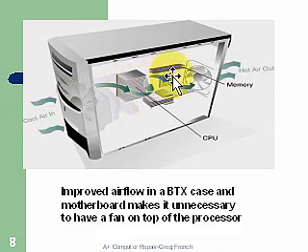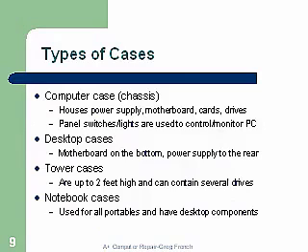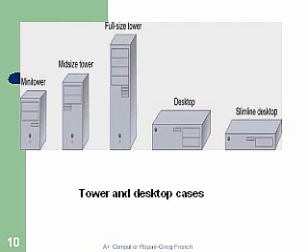Types of cases. The computer case, the chassis, houses the power supply, motherboard, cards, and drives. Panel switches on the front with lights are used to control and monitor the PC. Desktop cases have the motherboard on the bottom and the power supply towards the rear. Tower cases are up to 2 feet high and can contain several drives. Notebook cases are used for all portables and have desktop components in them, such as a hard drive and maybe a CD-ROM.